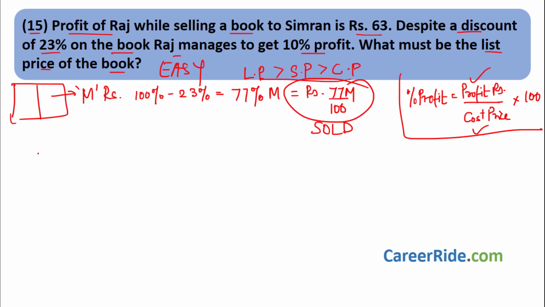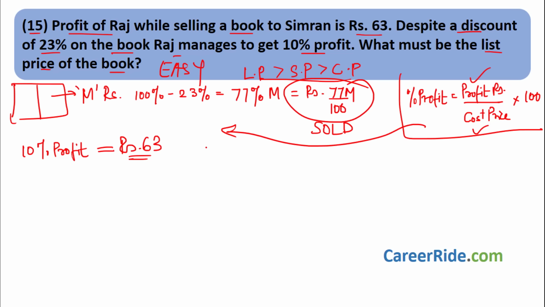Now what have they given? Profit of Raj. Raj manages to get 10% profit, right? But they also say that profit of Raj while selling a book to Simran is rupees 63. That means this 10% profit in rupees is nothing but rupees 63. So using this formula now, let us see what do we get. Percentage profit is 10. Profit in rupees is 63. Cost price do we know? No, we don't know. Into 100.